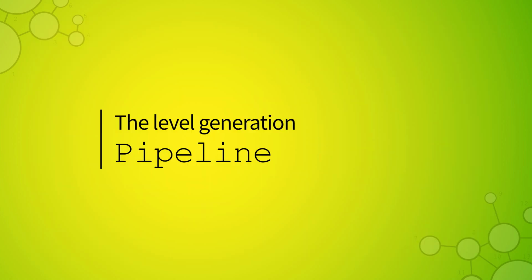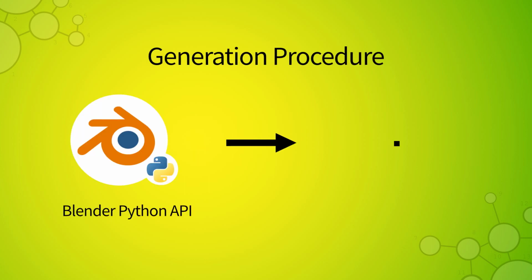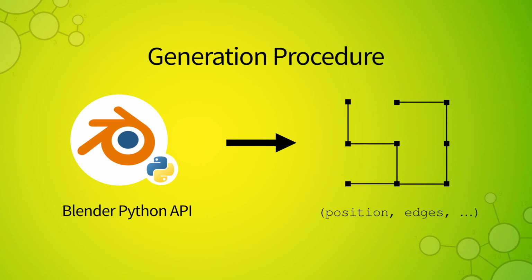Now let's discuss the pipeline for the level generation in Blender. At the moment, it uses the following steps. First, I use the Python script to generate a base mesh. It spawns vertices, which are then positioned and randomly connected by edges. All these vertices then receive custom attributes.